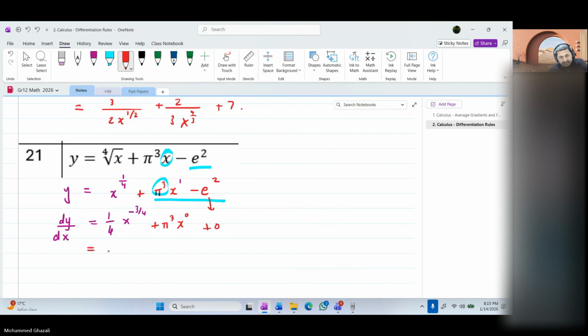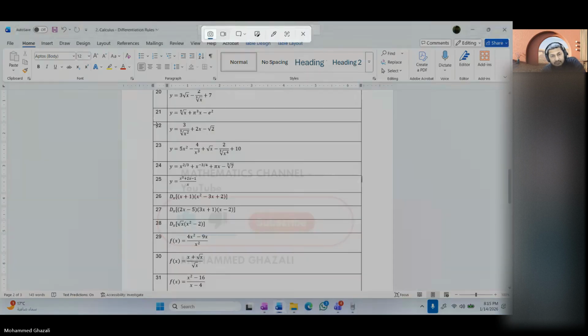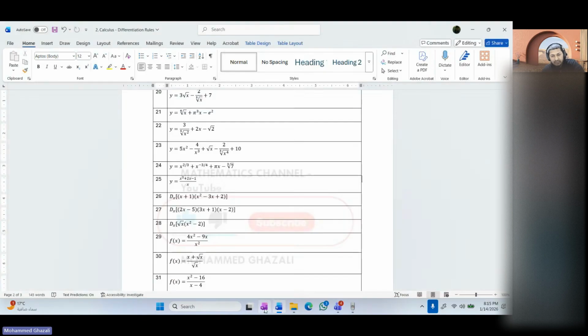Simplify. 1 over 4 x to the power 3/4 plus pi cubed. That's it. All right, guys. Easy. Let's look at question number 22. I will leave some of them out because I can see some repeats here.